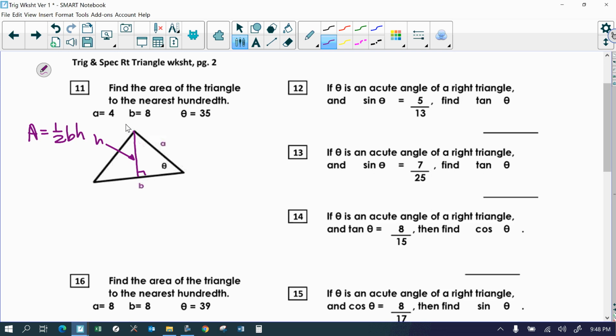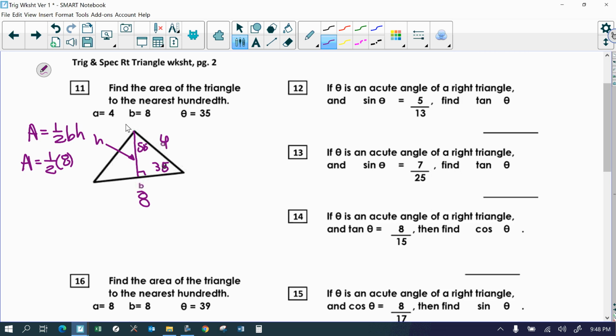So notice it says B is 8. So we know what the base is right now, so we can even fill that in. 1/2, the base is 8. And now we've got to calculate the height. It tells me theta here is 35 and A is 4. So that means this is 55 degrees up here.